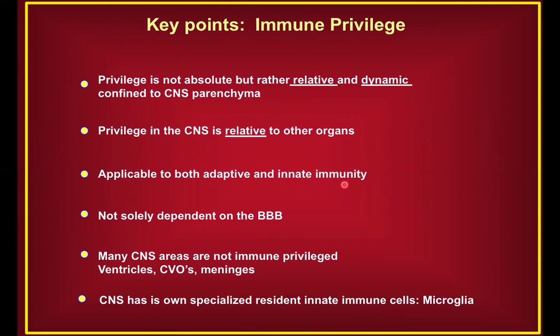So immune privilege within the brain is definitely relative to other organs. It's applicable to both adaptive and innate immunity. It's not solely dependent on the BBB. Okay, so the blood-brain barrier isn't just this wall that you can't get through, and we'll talk more about some of these things. And many areas of the brain are not immune privileged. So ventricles, circumventricular organs, meninges have plenty of immune cells and have circulating immune cells that go through them. We also know that the CNS has its own specialized resident innate immune cells, the microglia. So again, it's dynamic and relative to other organs.